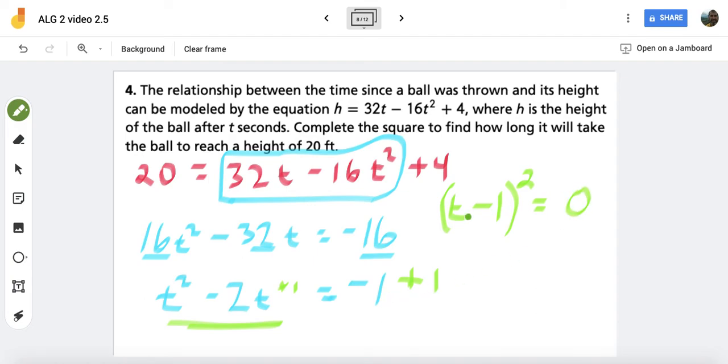So this one's going to be a little strange. When I take the square root of both sides, let me change color one more time so you can see the progression. Take the square root of this side and the square root of this side. This comes out to t minus 1 equals positive or negative 0. Well, 0 is neither positive nor negative, so I can just write 0. And then I'm going to add 1 to both sides, so t equals 1.